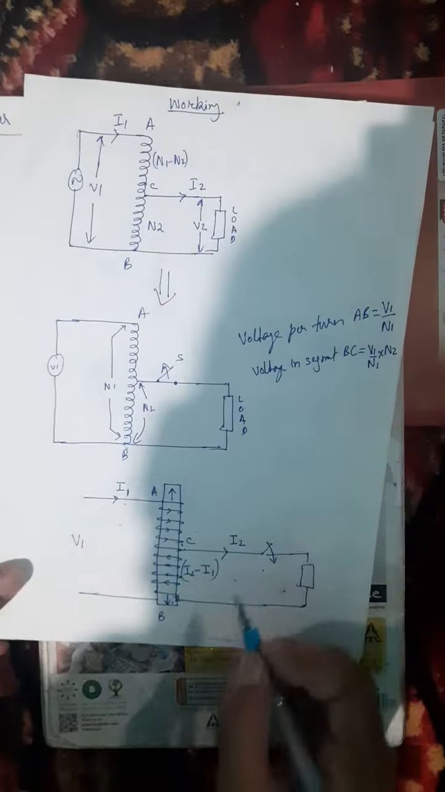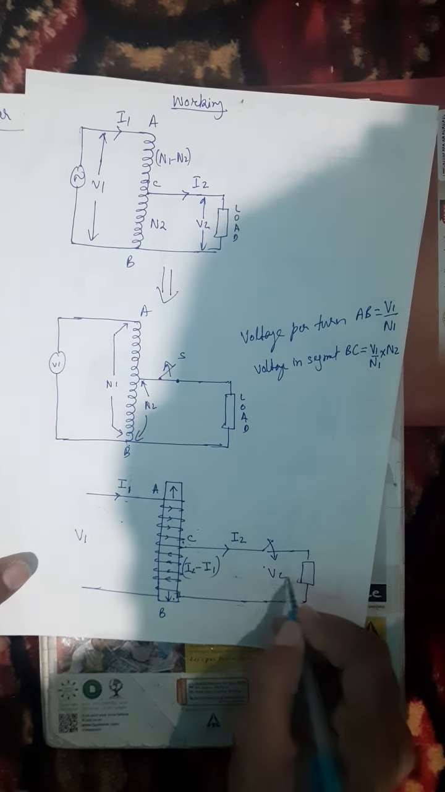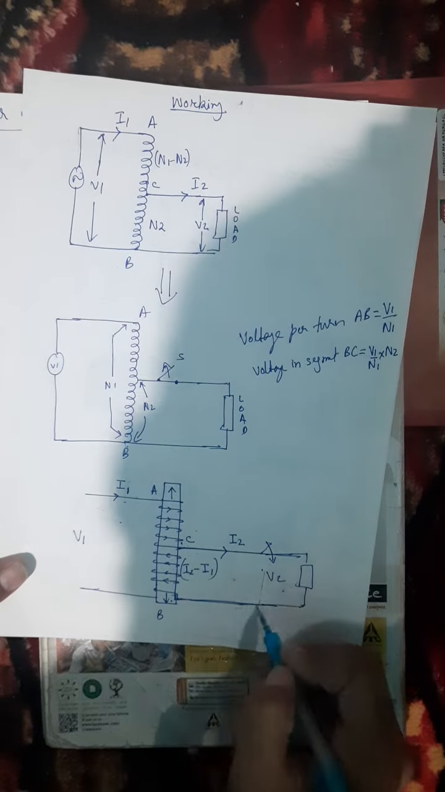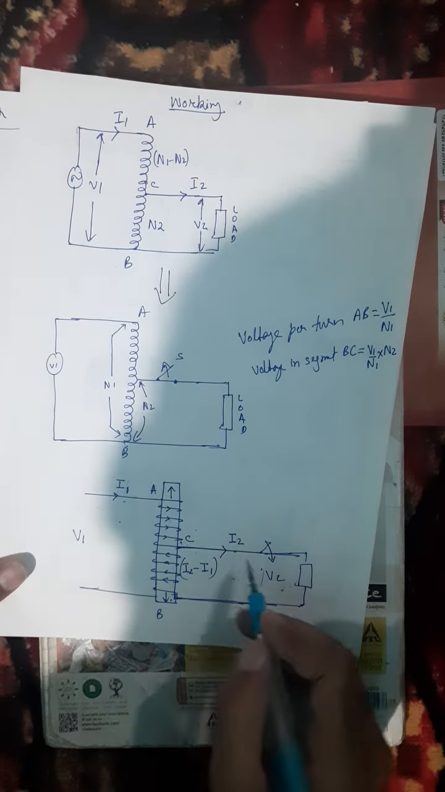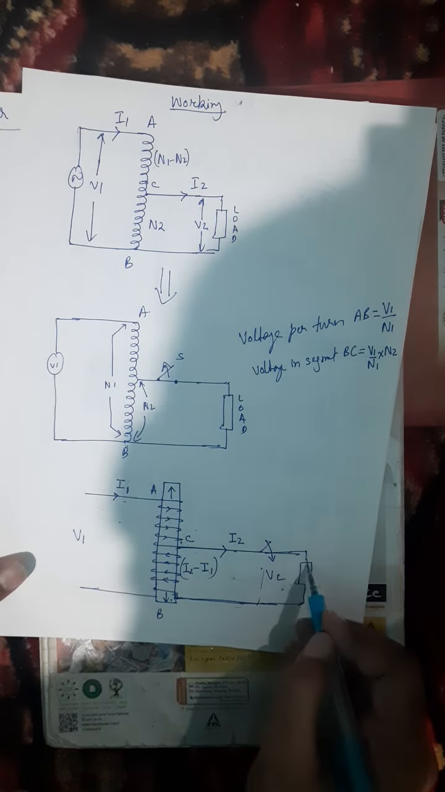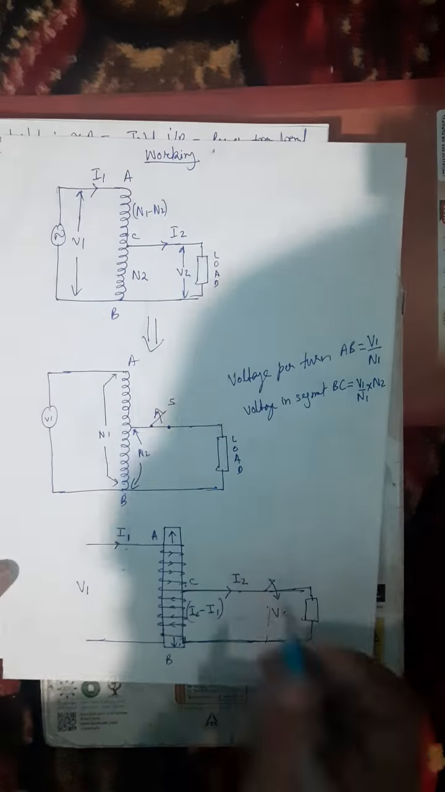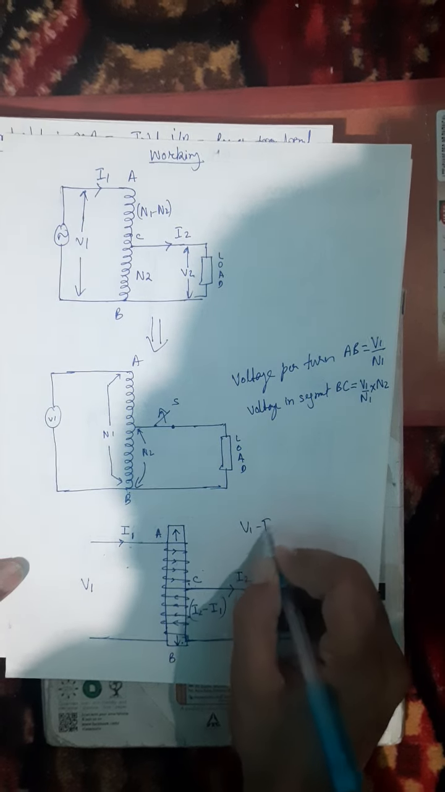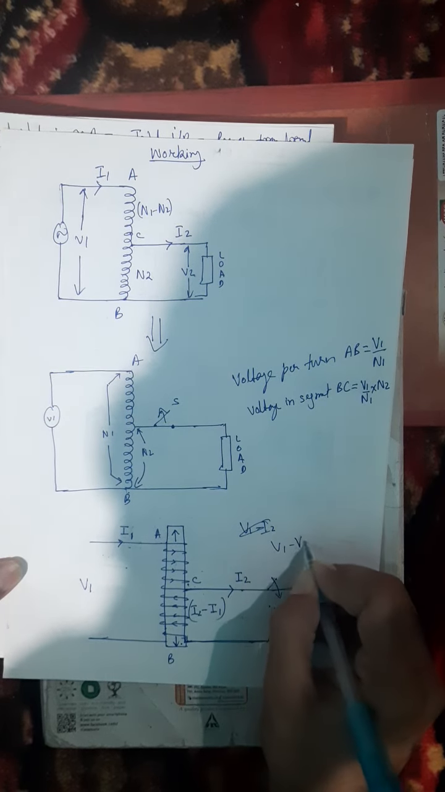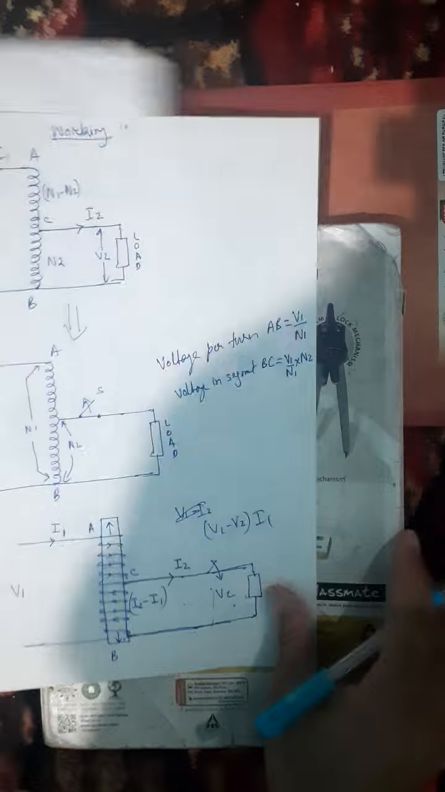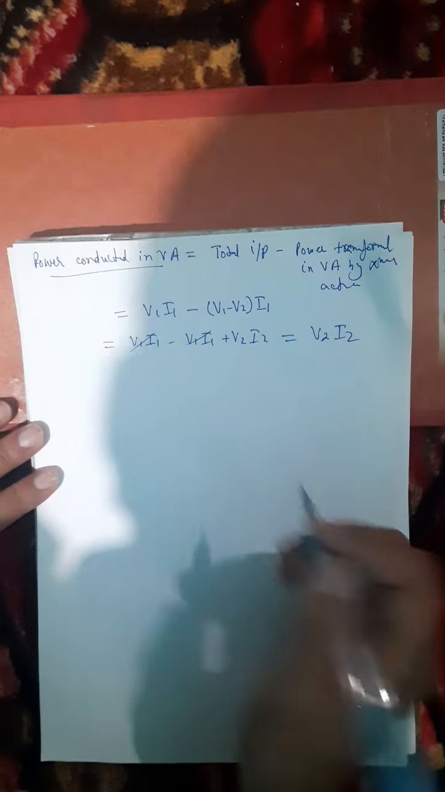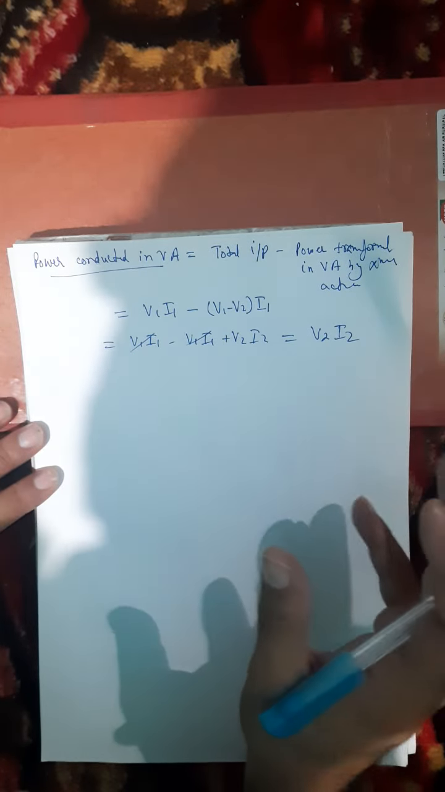Okay, so through this part, this is V2, this is I2. This voltage into the current that is flowing through the load. So this is the power that is given to the load directly by conduction, and the power that is given to the load by induction is given by (V1 minus V2) into I1.